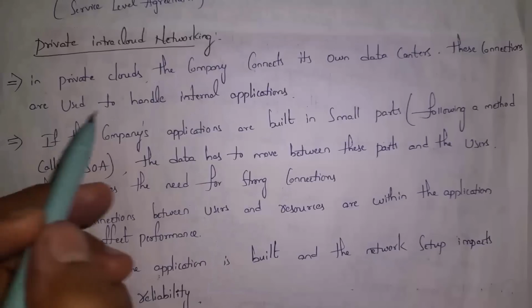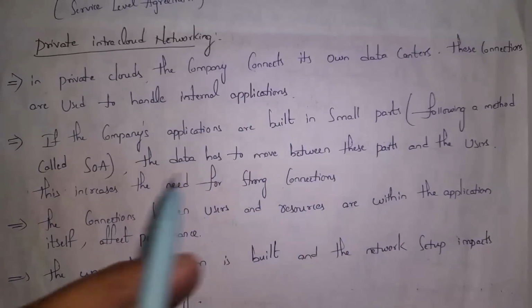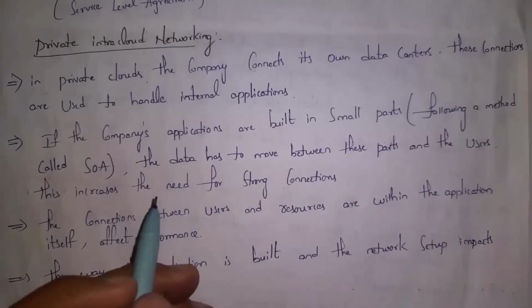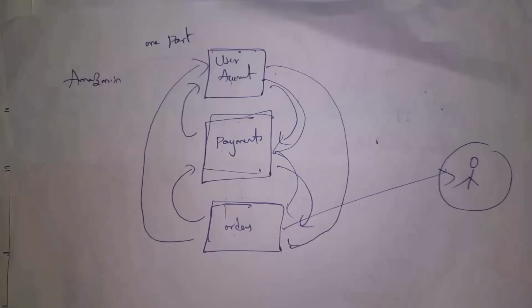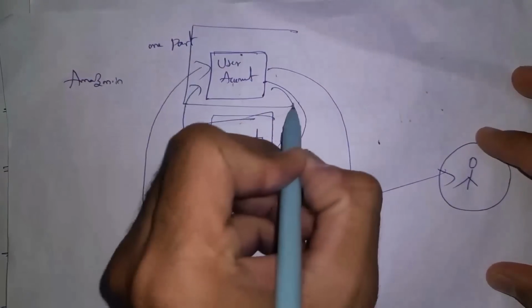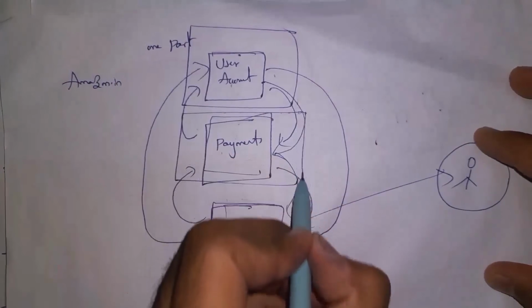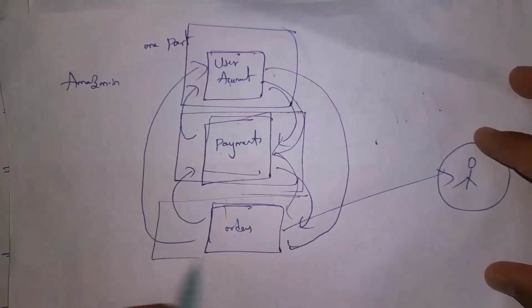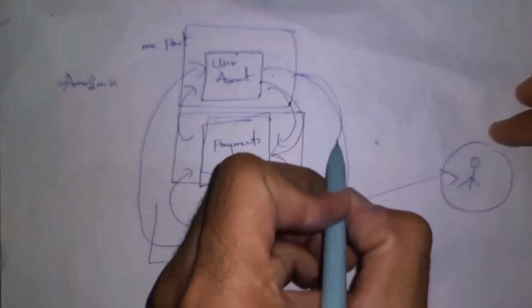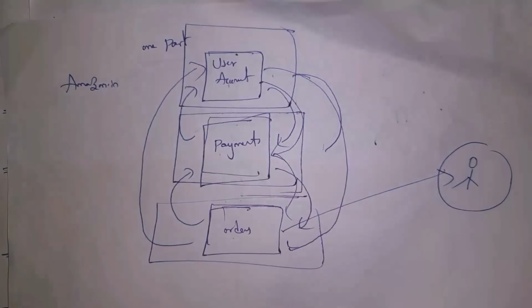So if the company's applications are built in small parts, the data has to move between these parts and the users. In this case, we need a strong network connection. For example, in a private cloud, one part of the application is placed in one server, the next part is placed in another server, and the next part is placed in another server. Guys, the complete application's performance depends on the network connection. If the connection between these resources and the user is not good, then performance decreases.